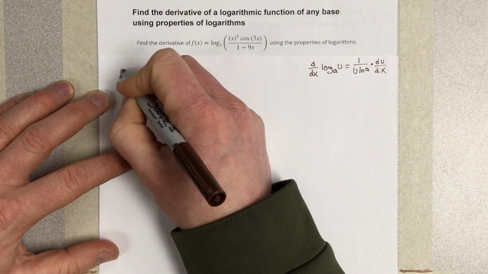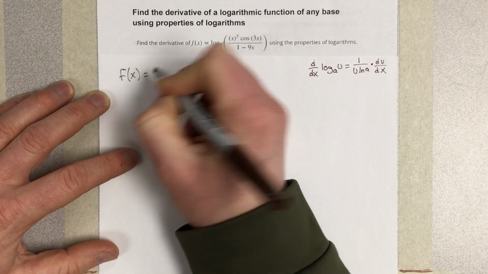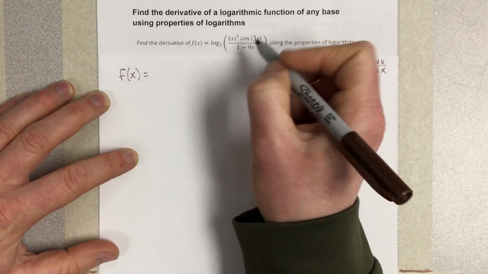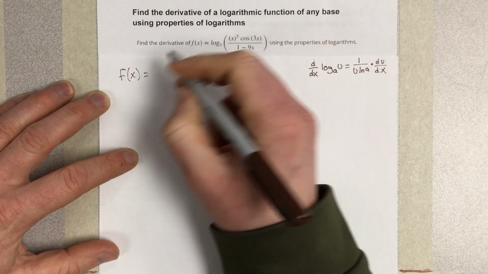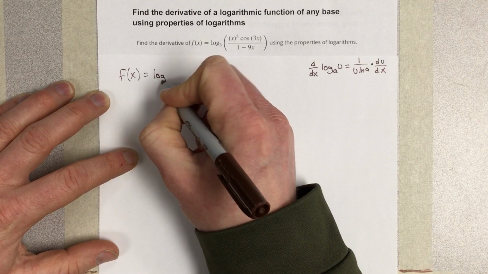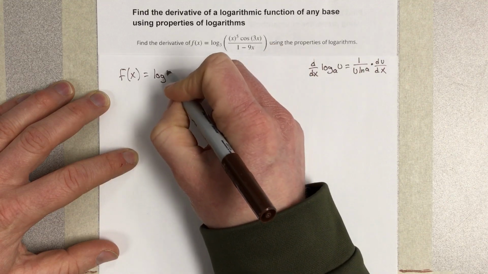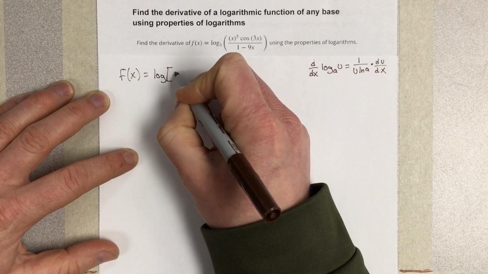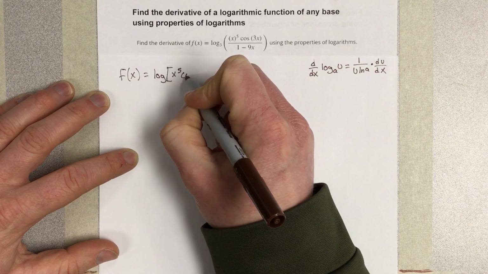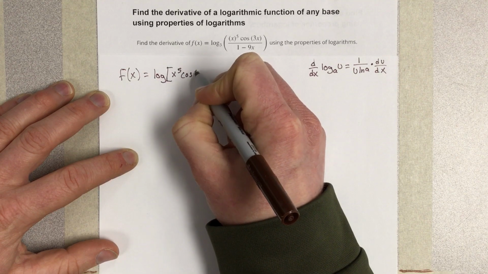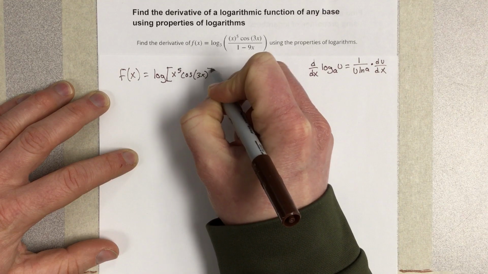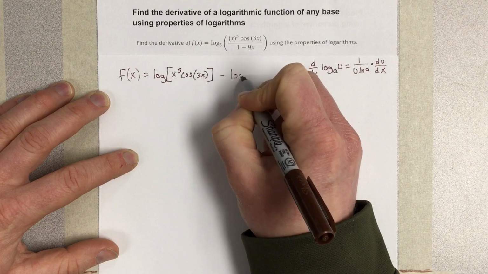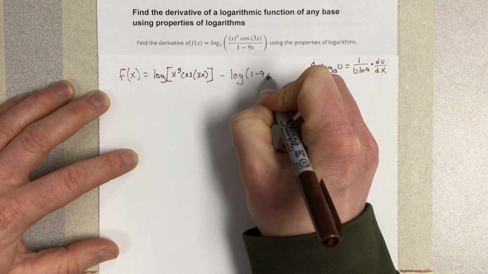So f of x, notice I didn't write f prime of x. We're not doing any derivatives yet. We have a division. We're going to split that logarithm to a subtraction of the top, the numerator. So we're going to say log of x to the fifth cosine of 3x minus log of 1 minus 9x.